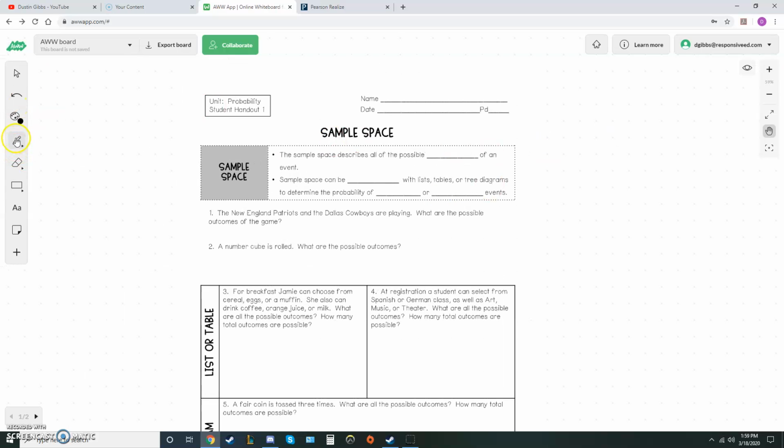So also, I'm going to go ahead and apologize for my handwriting. Actually, you know what? I'm just going to use letters here. It'll be real simple. So sample space describes all of the possible outcomes of an event. Oh, is it going to type weird? Let's see. Outcomes. Okay. So it describes all the possible outcomes of an event. Can I make it blue?